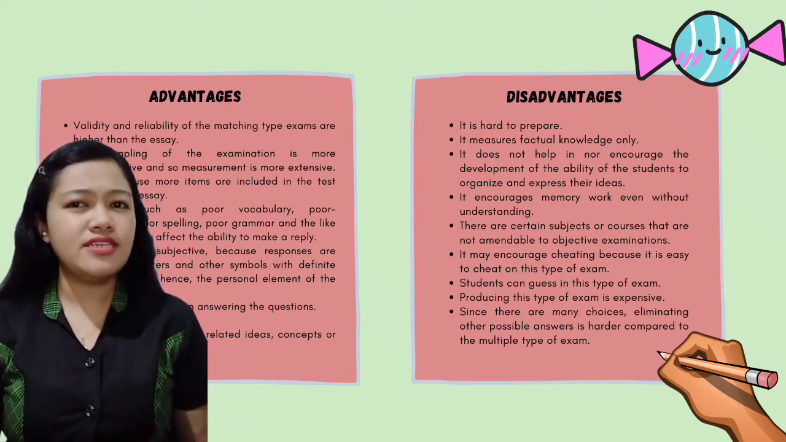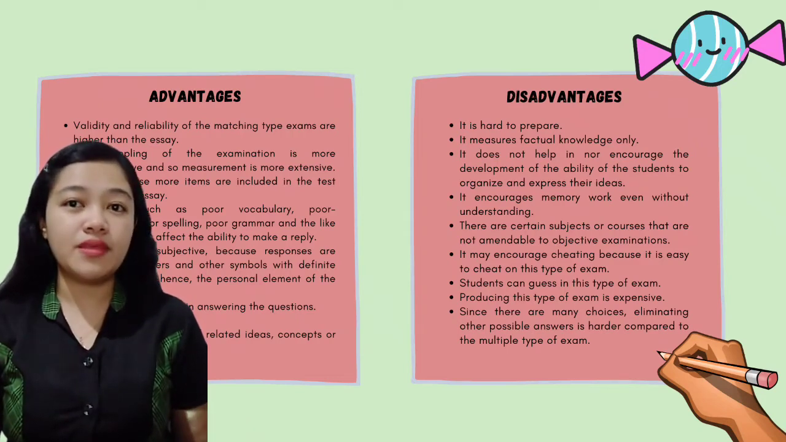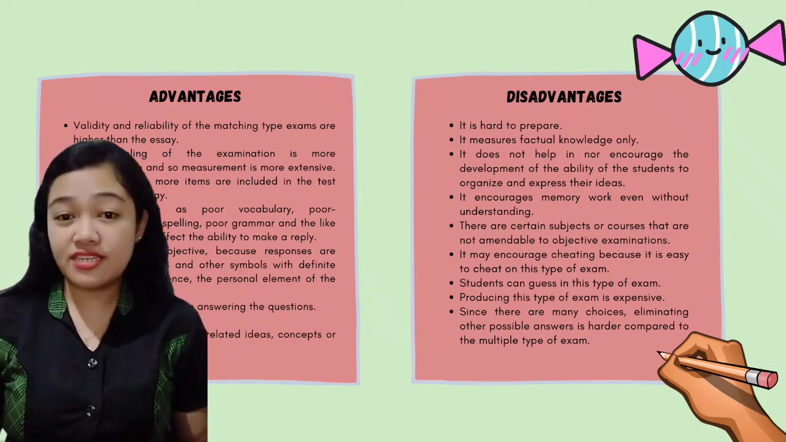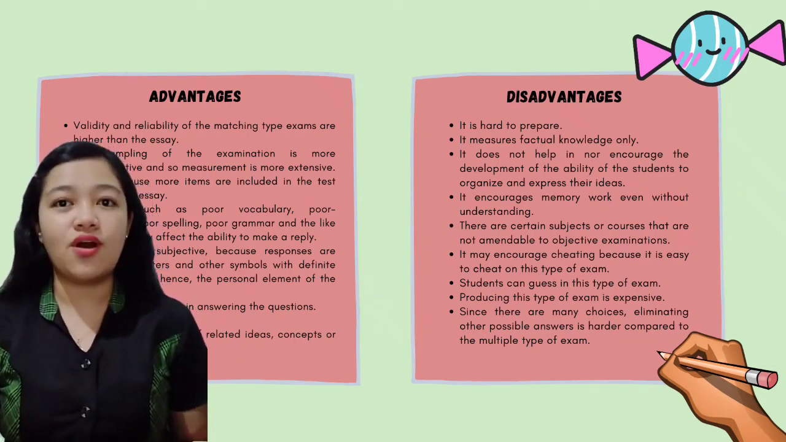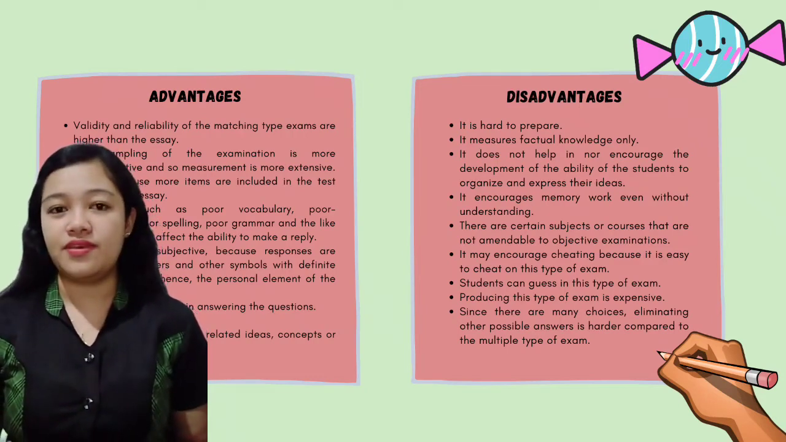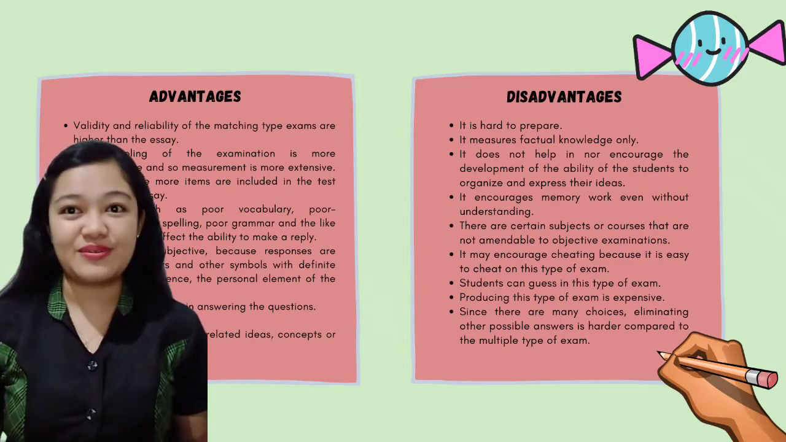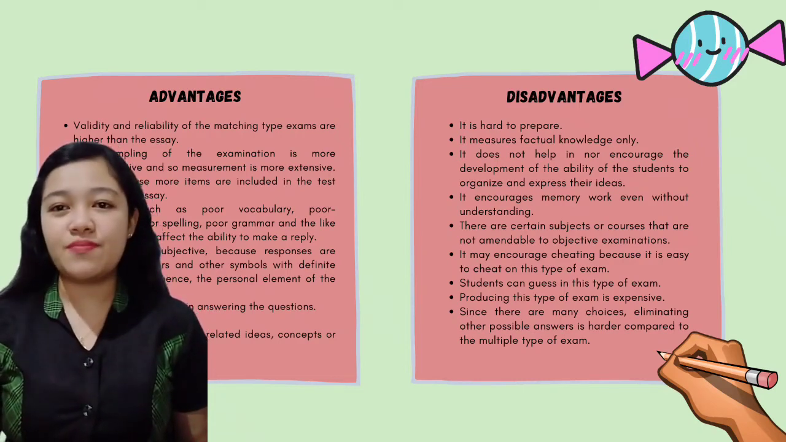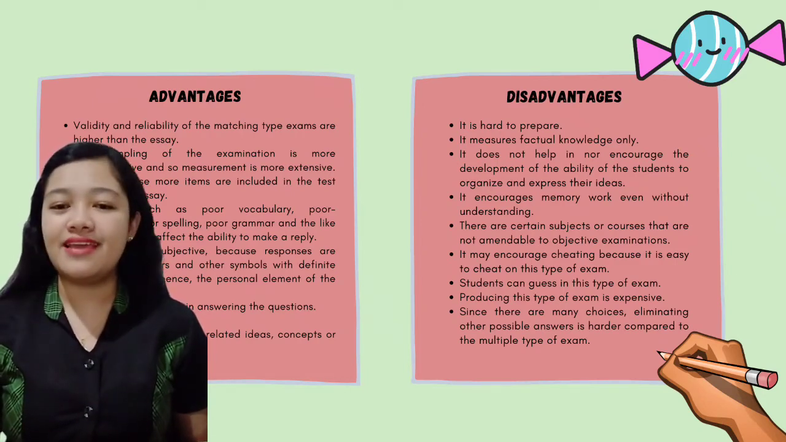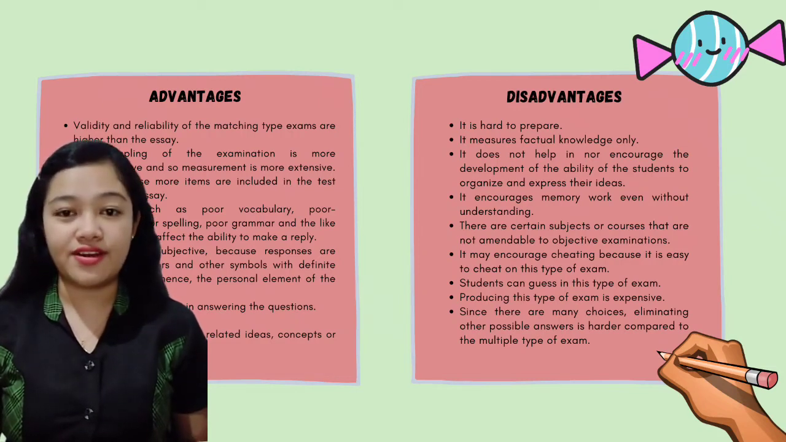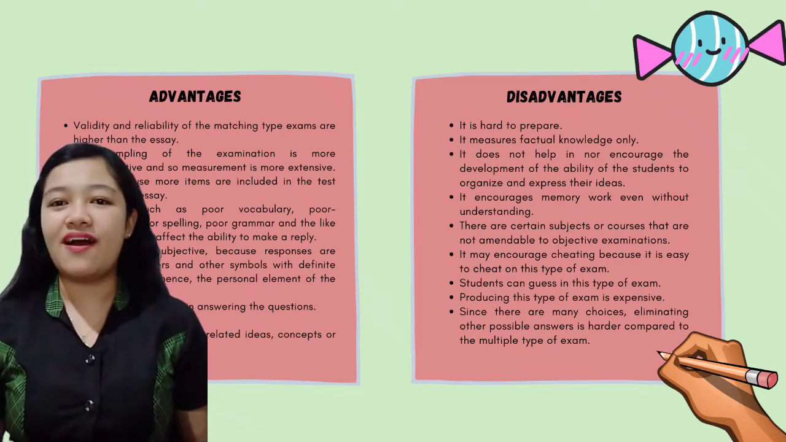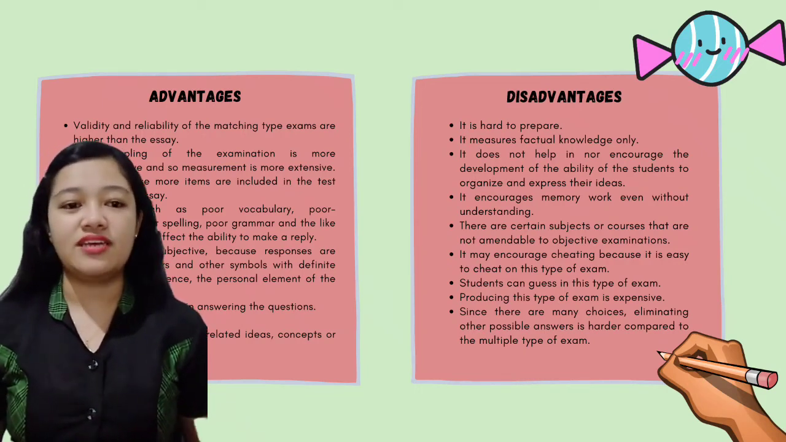Next, there are certain subjects or courses that are not amenable to objective examinations. Next, it may encourage cheating because it is easy to cheat on this type of exam. Next, students can guess in this type of exam. You can easily guess your answer. Next, producing this type of exam is expensive. Since there are many choices, eliminating other possible answers is harder compared to the multiple choice type of exam. So those are the disadvantages in matching type.